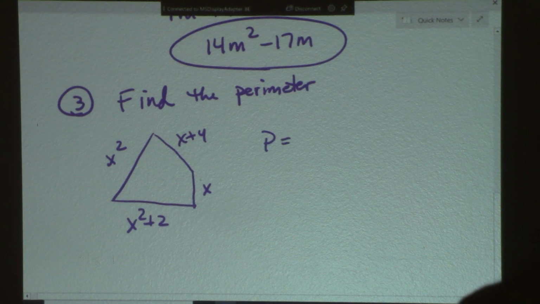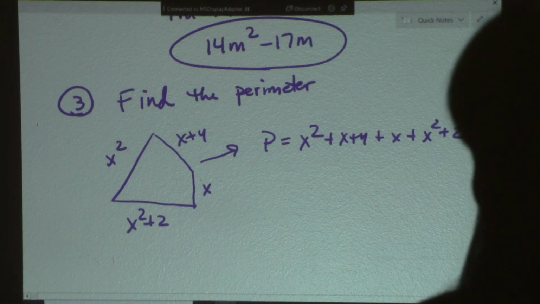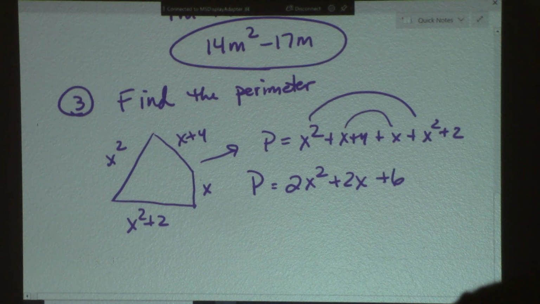So I'm going to write that as a polynomial. So I'm just going to add x squared, x plus 4, x, and x squared plus 2. So I'm taking all my terms and I'm just going to add them together. So I have to look at what I can add together. So let's see, I've got 2 x squared terms, so 1 and 1 is 2. I get 2x squared. How many x's do I have? I have x plus x. And then I have 4 plus 2 is 6. So that's it. That is an expression that represents the perimeter of the figure that I have.